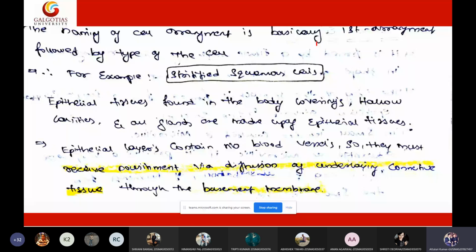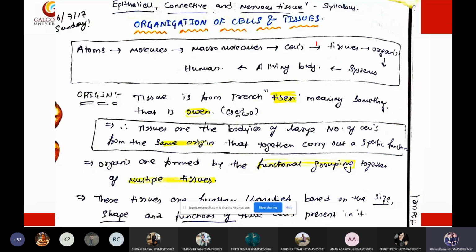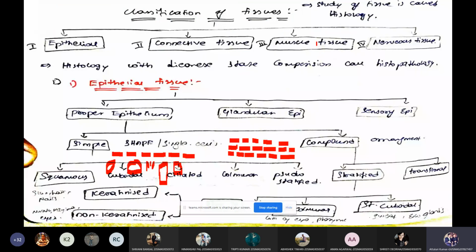I know that time is running out. I will take only 3 more minutes. Okay. So a quick summary of today's class. Today we discussed epithelial tissue. As we know, there are different types of tissues in our body. We have epithelial tissue, connective tissue, muscular tissue, and nervous tissue.